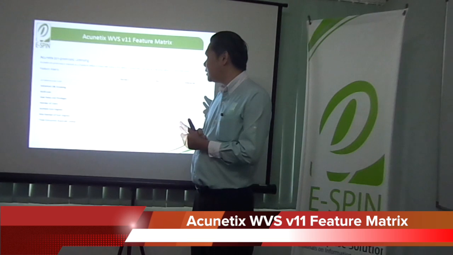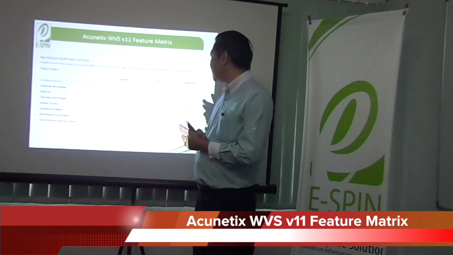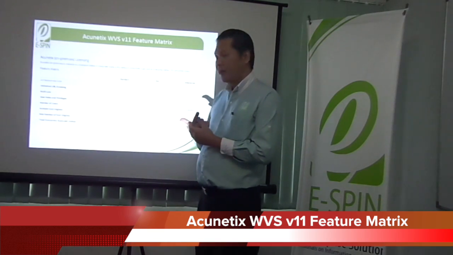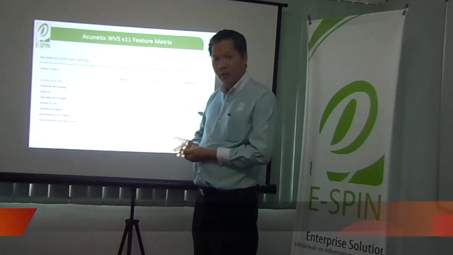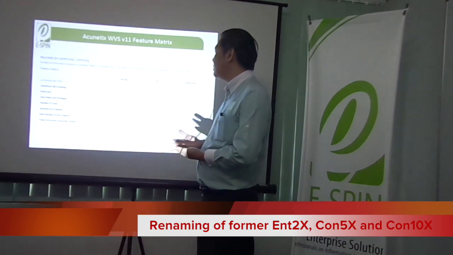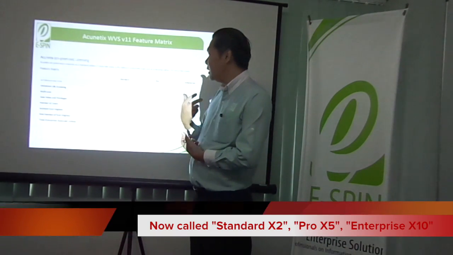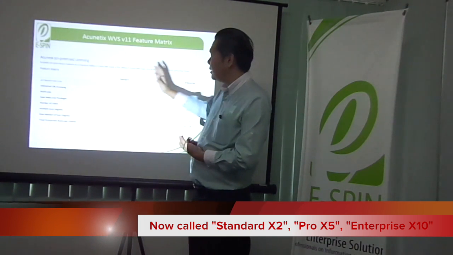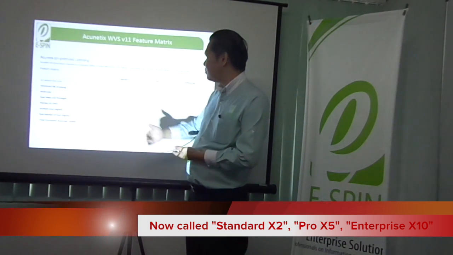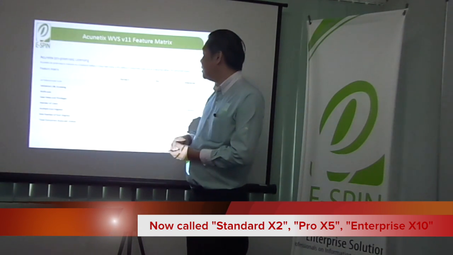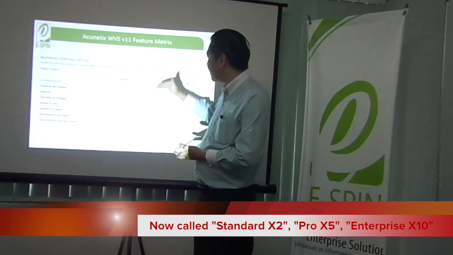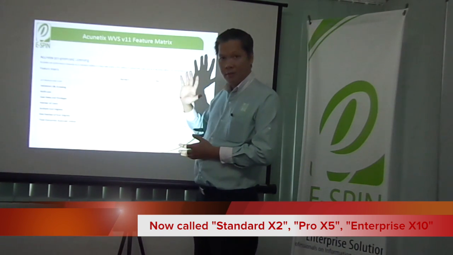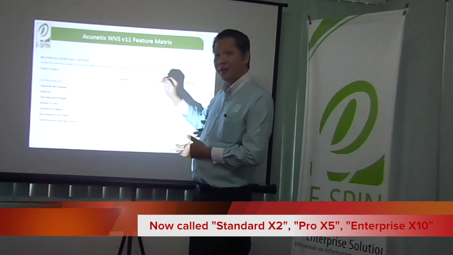If you are an existing user, you will notice that now a renaming is taking place. Previously, we had Enterprise 2X, Consultant 5X, and Consultant 10X. Now, in this version, the wording Enterprise is being reserved for the most high-end version. The existing Enterprise 2X is being renamed as Standard. It's still 2 concurrent, nothing changed. But the Consultant 5X is changed to Pro 5X, meaning 5 instances.